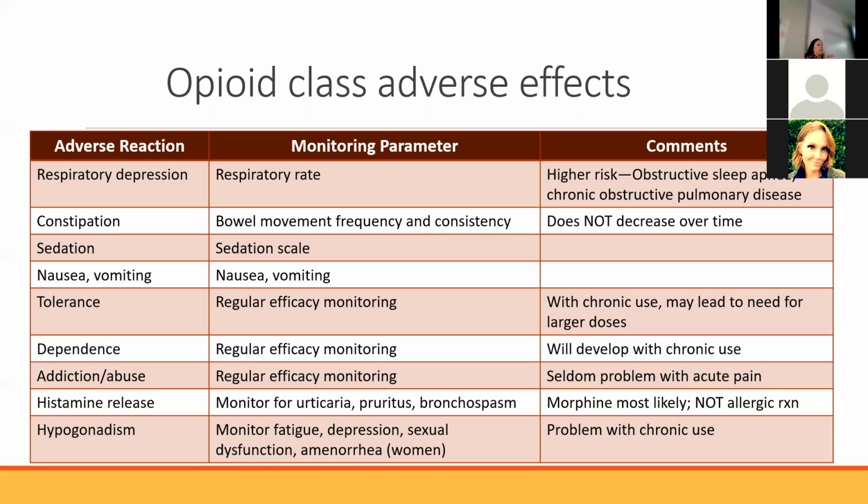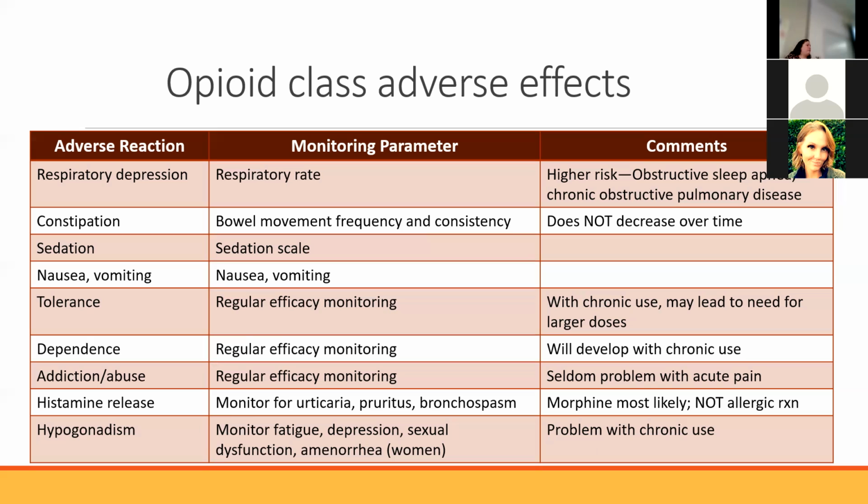Constipation also does not decrease in time. It actually affects your bowel movement. Giving a stool softener will not help. It will just make everything mushy, but it's not going to come out. So patients that are on any sort of opioid, even just for a few days, should be given some sort of stimulant to help keep things moving, because it can be quite uncomfortable if they're unable to have a bowel movement.